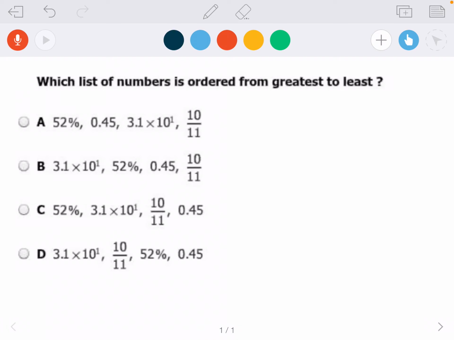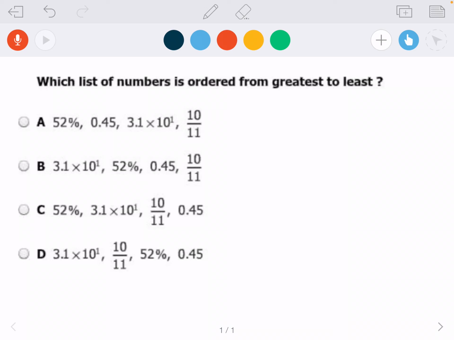Which list of numbers is ordered from greatest to least? So similar to the first question on the Google form, we have a whole bunch of different types of numbers and we need to figure out which one is greatest to least. All these numbers are the same fractions, decimals, percents, and scientific notation on each one of these problems.